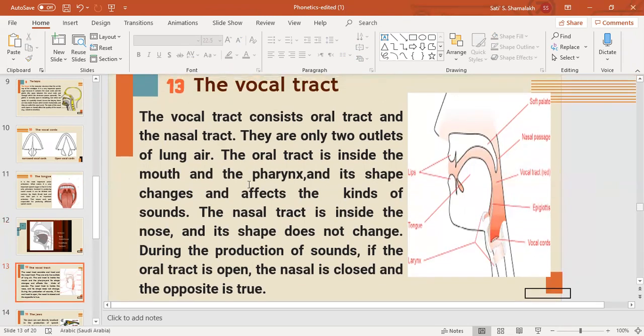Now, the vocal tract. What do you mean by the vocal tract? Shortly, it means the mouth and the nose. This is the vocal tract. Here you have the picture. You have the mouth, which is called the oral cavity, and you have two white pieces. One is the oral cavity, and the upper one is the nasal cavity. These parts are what we call the vocal tract.